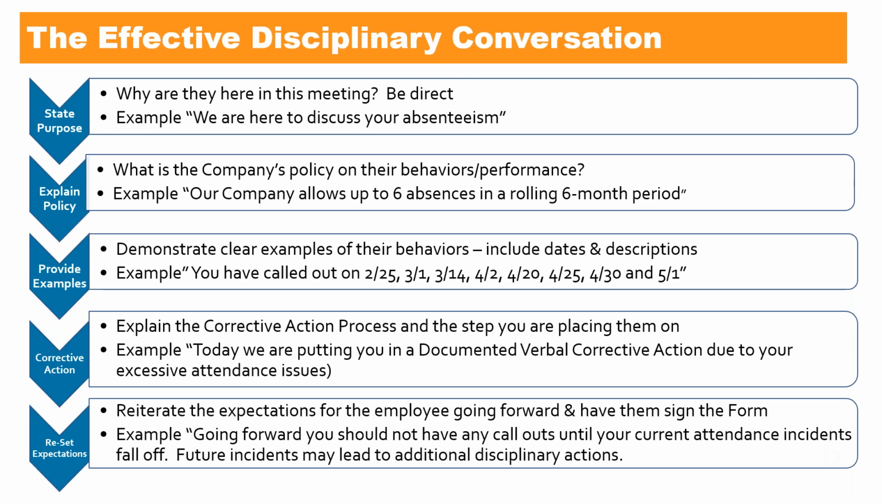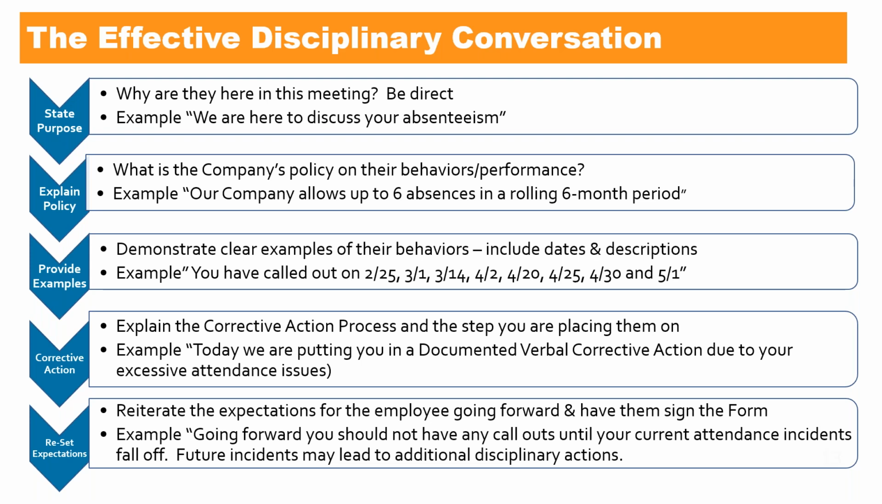Step 3 is providing examples in order to demonstrate the behaviors that have been violated in the policy. So these examples really need to be clear, and again, they need to be documented. Try to include dates and details and descriptions as much as possible. For example, telling the employee that they called out on February 25th, March 1st, March 14th, April 2nd, April 20th, April 25th, April 30th, and May 1st is a lot more effective than just telling them that they're absent a lot.